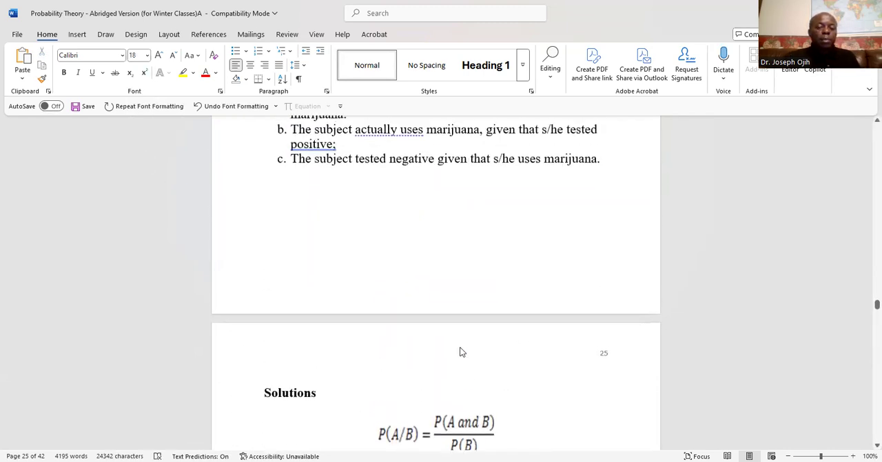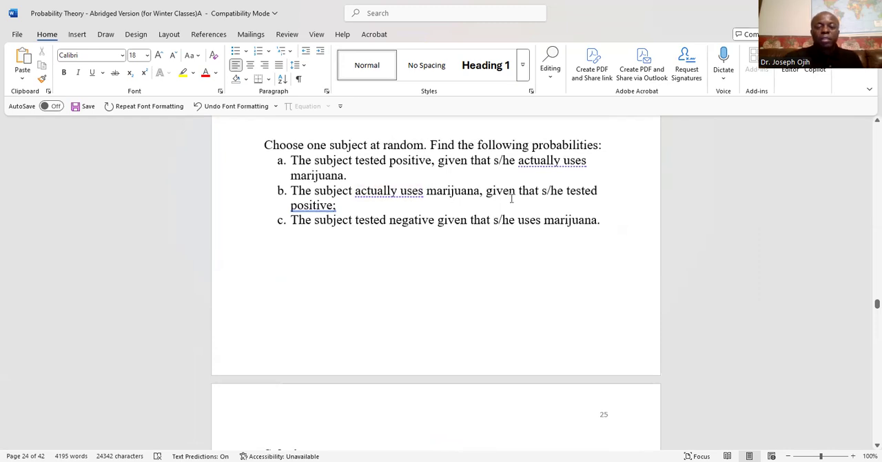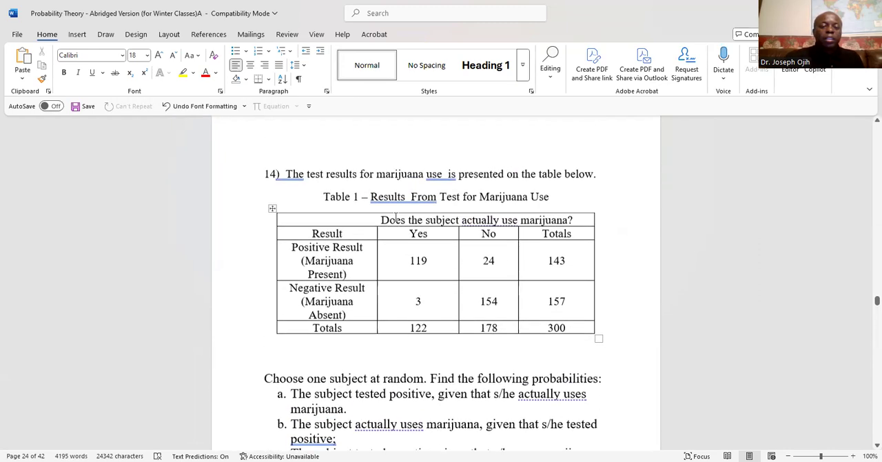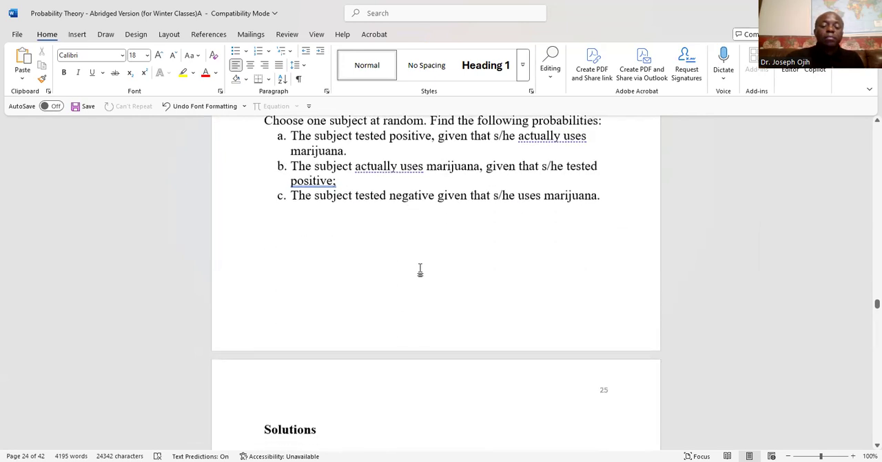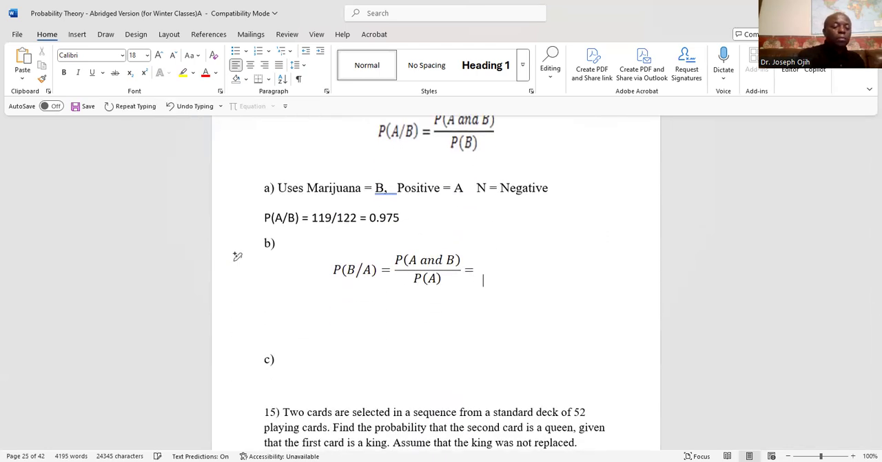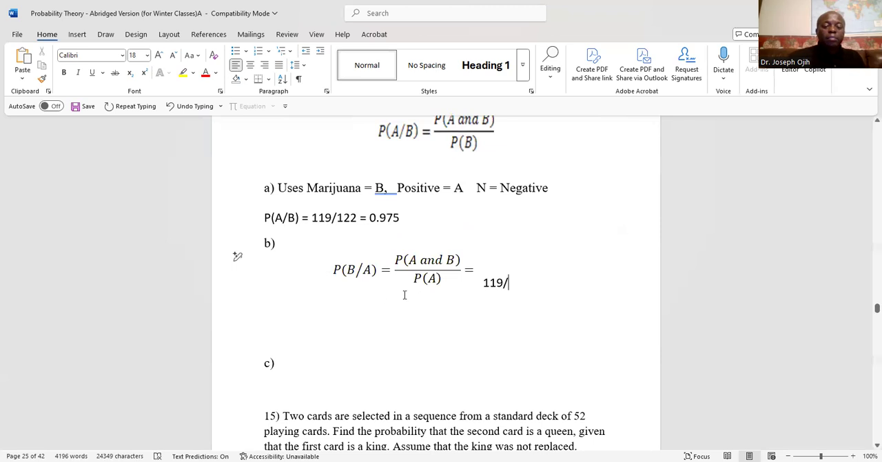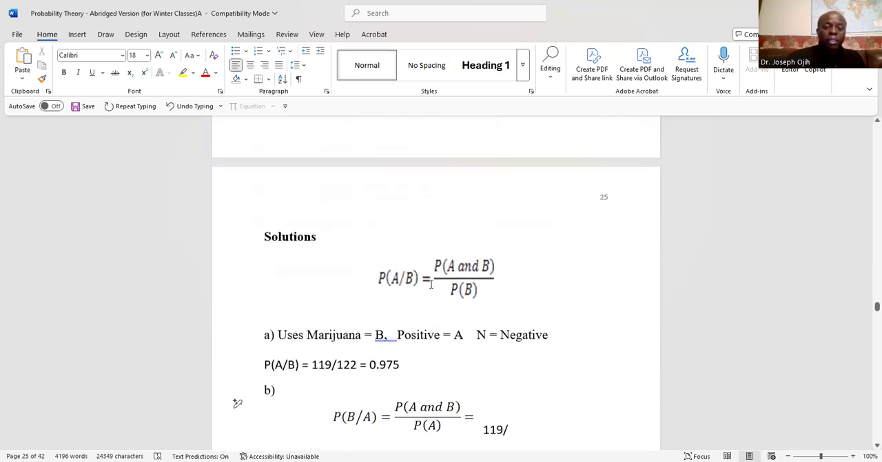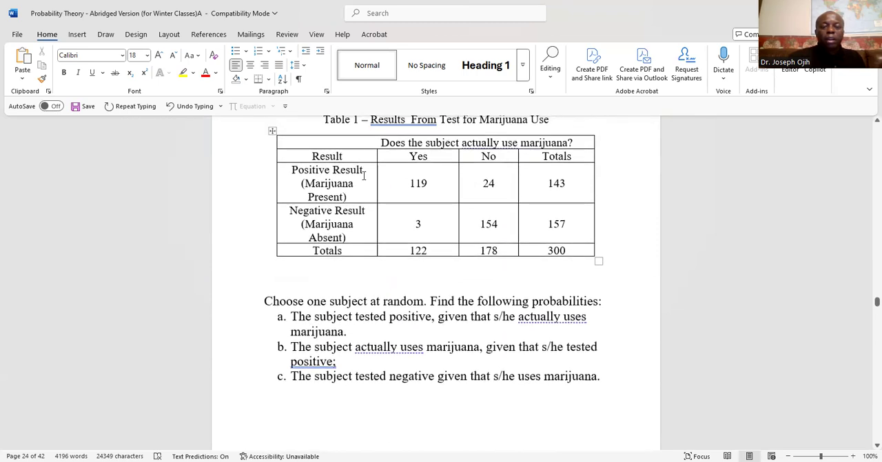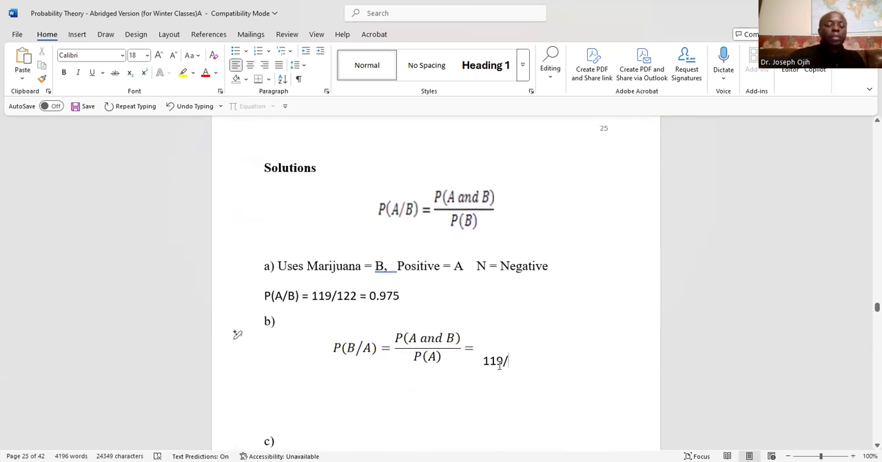So the probability that the subject actually uses marijuana, given that he or she tested positive, is 119 again. We got 119 divided by probability of A, which is tested positive, which is now 143. So we have 119 over 143. Let us do it on the calculator so you can see what the answer will be.